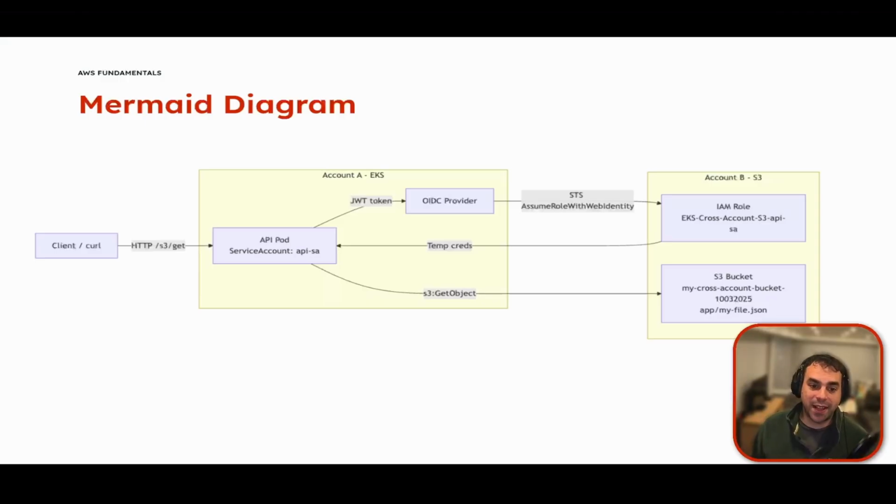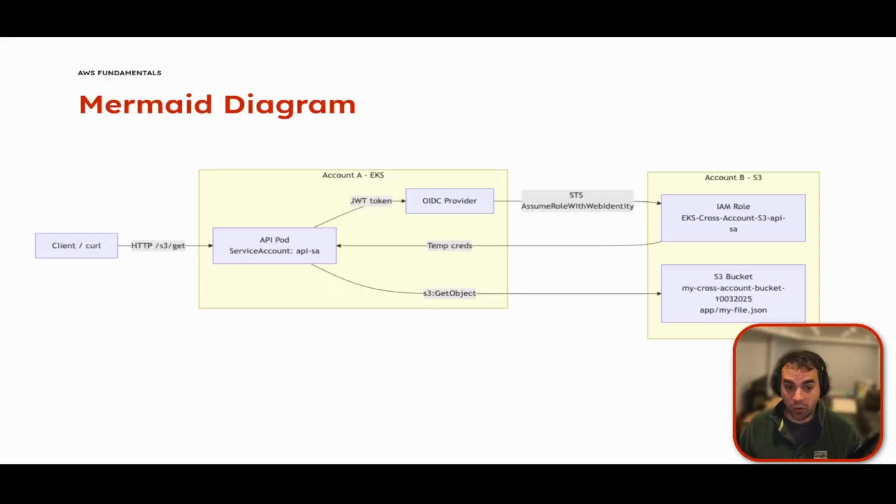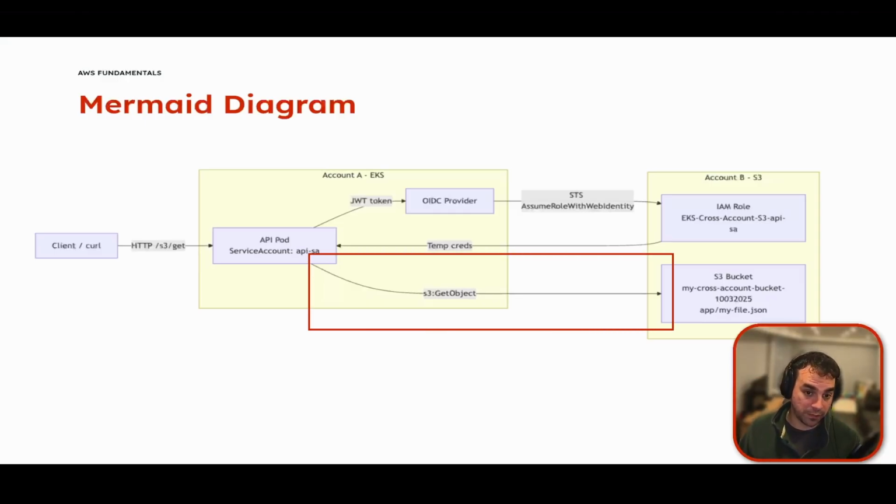When we get into the setup, we'll see that we need to set up two pieces of validation to make this flow work. First, the trust relationship between our EKS cluster and our sub-account. And secondly, the lower-level permissions to actually access the contents of our S3 bucket. Let's jump into the code.